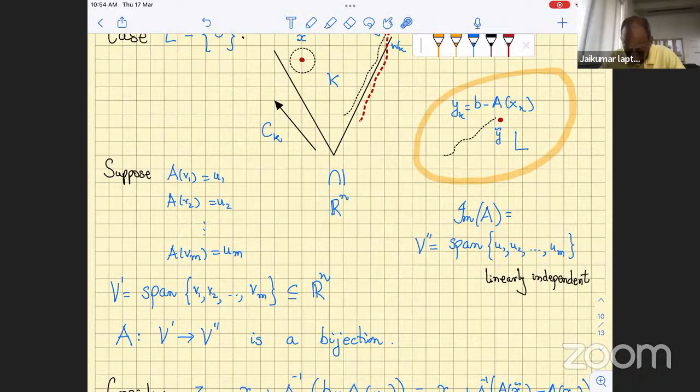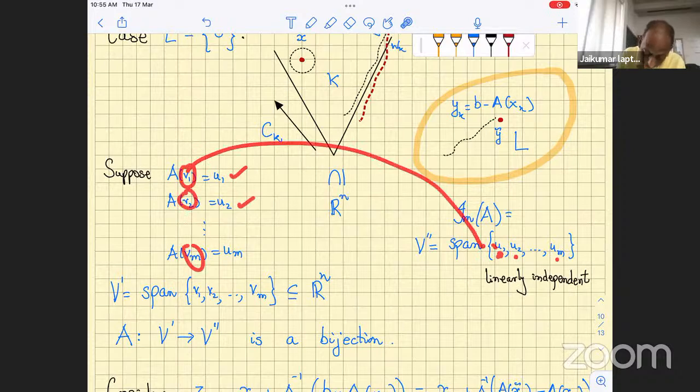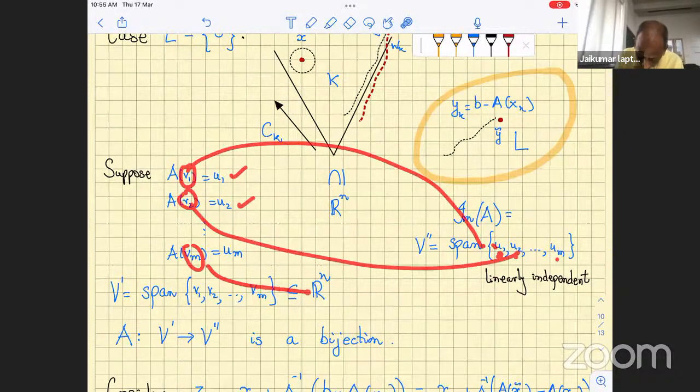So the image under A of Rn is called V double prime, and I have explicitly written some basis vectors for it. There are m basis vectors. M is some number, and need not be the ambient dimension of this space. Now pull these vectors back. So you get these linearly independent vectors v1, v2, vm, whose images under A are u1 to um.